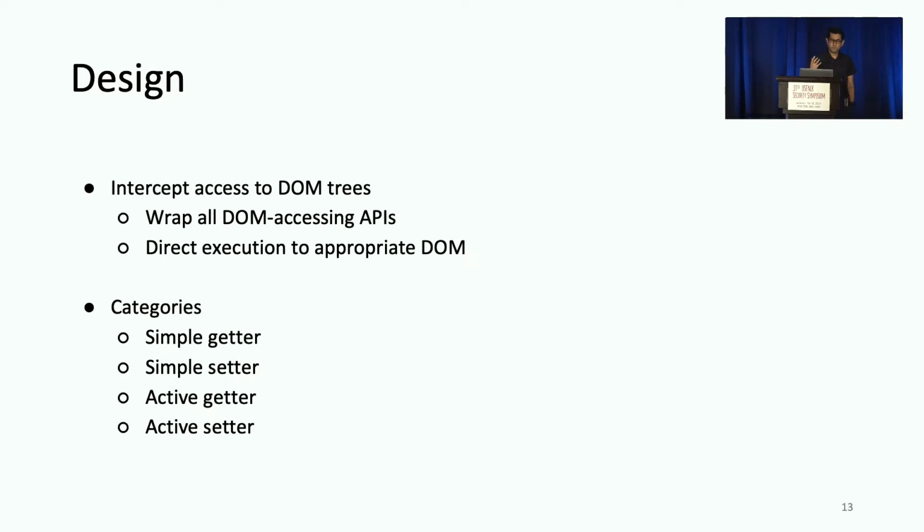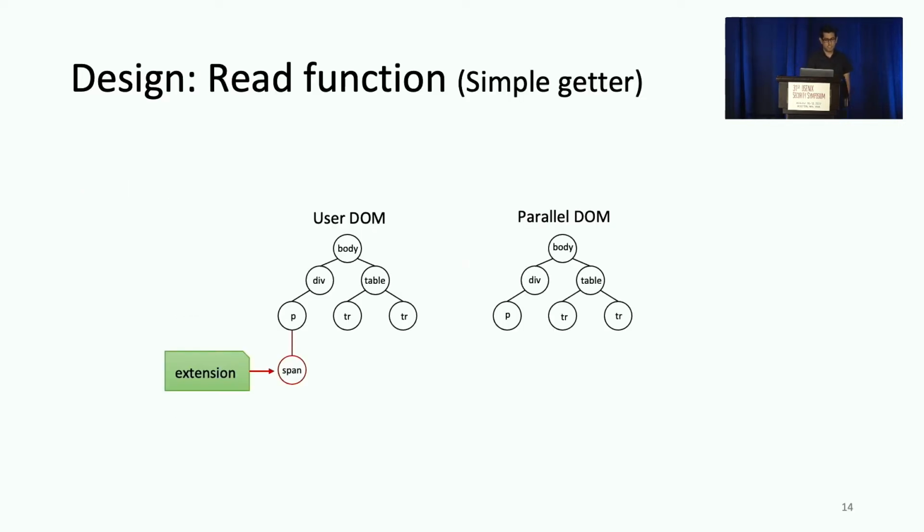So we need to categorize the functions, and based on the functionality of those functions, we need to change the behavior that they need to have. So let's see the first category of these functions. The first category is the list of functions that read something from the DOM.